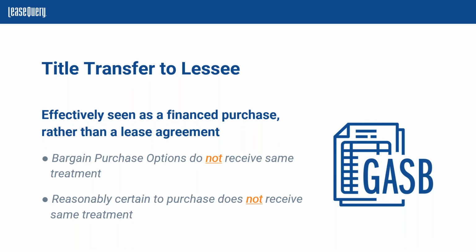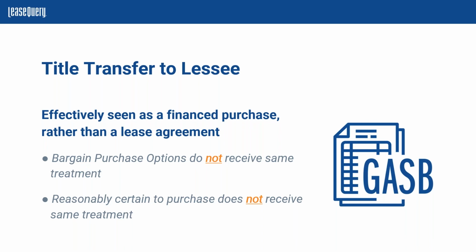Now, something to note here is that it can be confusing because bargain purchase options do not receive the same treatment, or if you have a purchase option that you are reasonably certain to exercise. This is something we get a lot of questions on here at Lease Queries because you might think it would be an assumed purchase, just like a title transfer. However, this is actually discussed at length by the board itself because due to the cumbersome and often antiquated procurement requirements that you might have as a governmental entity, you might be reasonably certain to purchase something based on price or even have a bargain purchase option to purchase something for like $1.